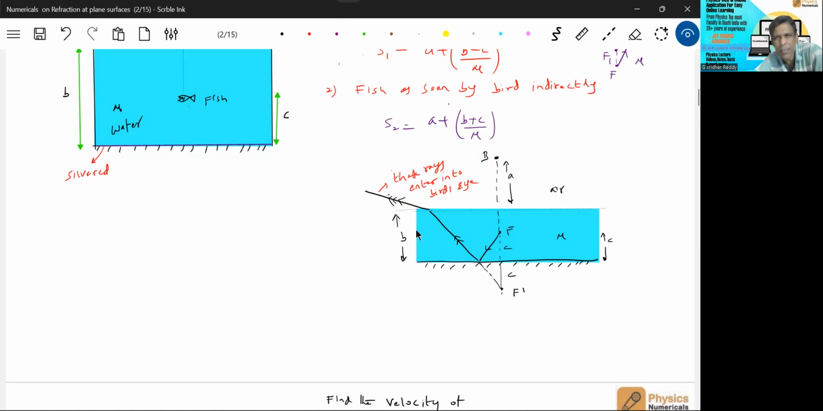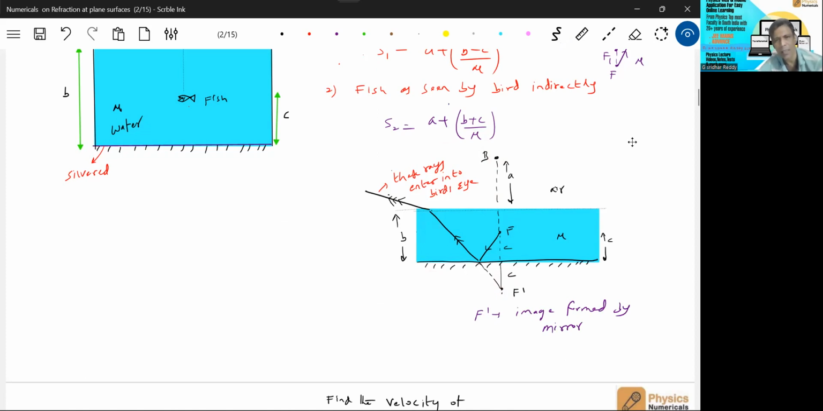This is very important, because for F dash, the image formed by the mirror will be F dash. What is F dash? F dash is the image formed by the mirror. This F dash is what will be visualized by the bird. So real depth is B plus C. Apparent depth will become B plus C by 1.